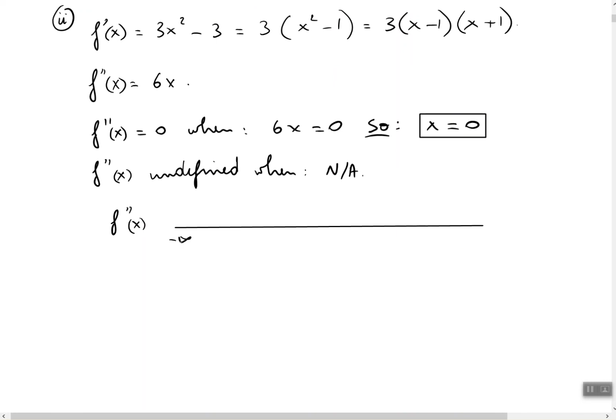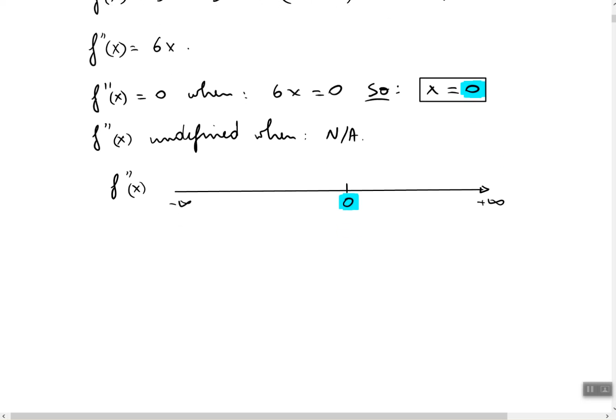Again, it has negative infinity, positive infinity, and it has the critical number in the middle. So the critical number in this case was 0, because of this. Now for test values, we're going to pick a test value before 0 and a test value after 0. Let's pick negative 10, and let's pick positive 10.